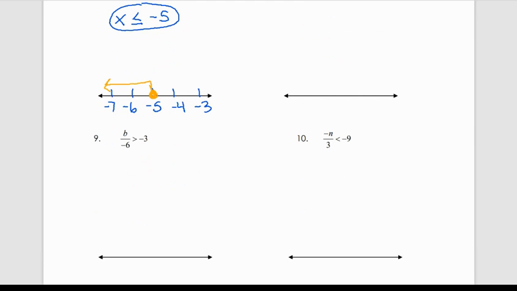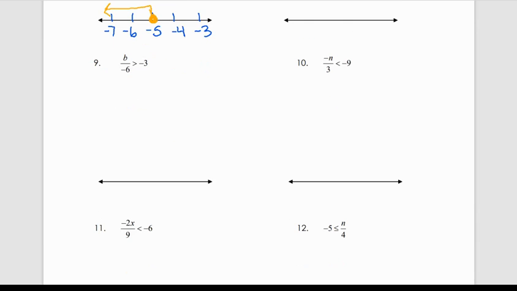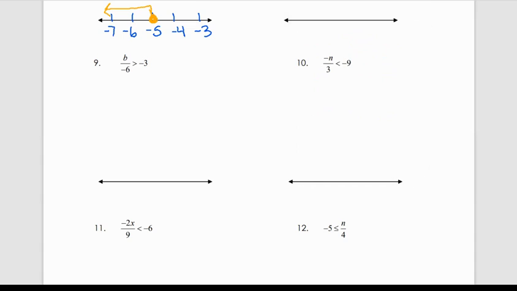Let's go do 9 and 10 together. Okay, 9 and 10. So let's do 9 first. So make sure you're on the right problem. What am I going to do on number 9 to get b alone? Multiply. So we're going to multiply by -6. Don't forget that negative attached to it because it said divide.